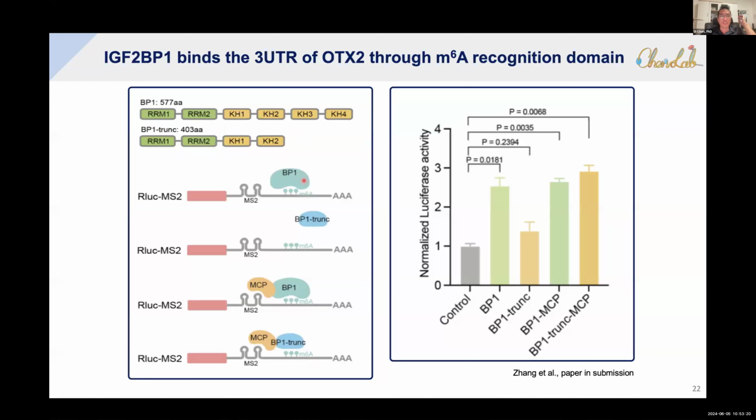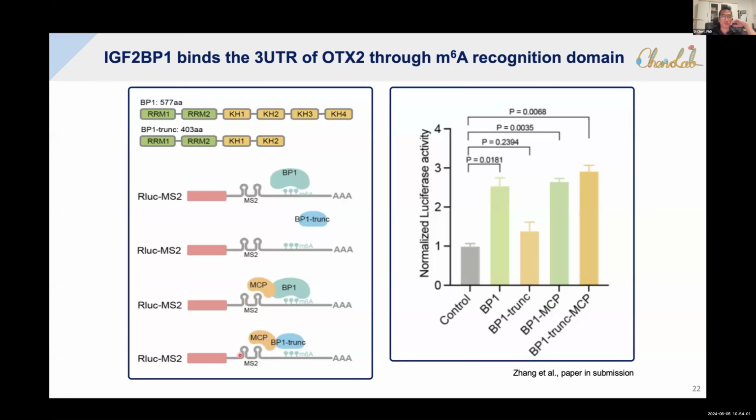So in theory, BP1 binds to the M6A modified 3' UTR of OTX2. If we put this OTX2 3' UTR downstream of the luciferase gene, we can use the luciferase assay to determine how BP1 may regulate the OTX2 mRNA. So in this condition, the wild type BP1 binds to the M6A modified RNA. The truncated form won't bind to the RNA. But if we use the MS2, which is an RNA element that could be bound by the MCP protein.